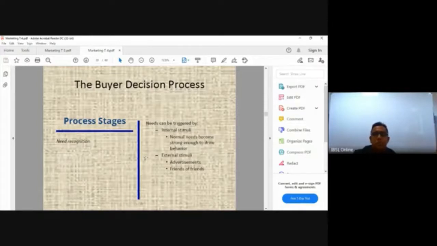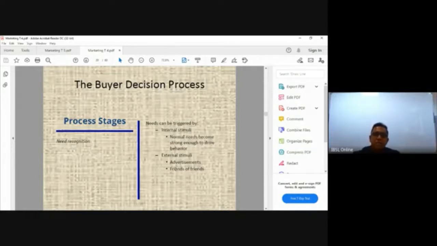So this is a description of Kotler's buying decision process, as we already discussed. Needs, I said, are triggered by internal stimuli and external stimuli. Normal needs become strong enough to drive behavior. That means sometimes when you have a particular need, it becomes strong enough to drive behavior. External stimuli: advertisements, friends of friends. Externally also there can be stimuli.